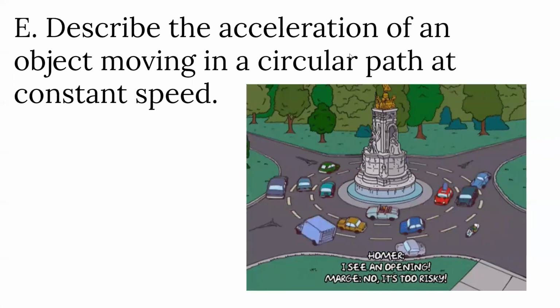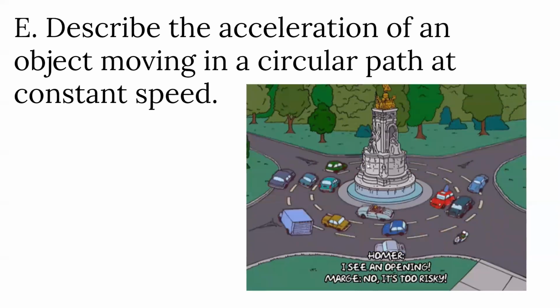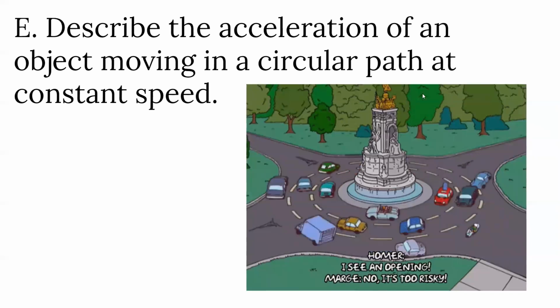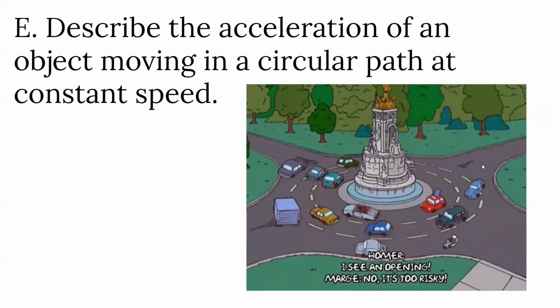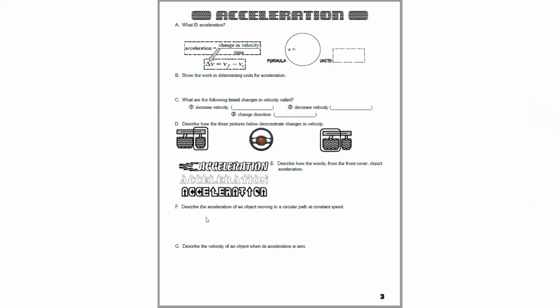It says describe the acceleration of an object moving in a circular path at constant speed. This little GIF right here is hopefully helping you visualize a circular path at constant speed. What do you think is happening with the acceleration? The next one, describe the velocity of an object when its acceleration is 0. So take a second to write some notes about that. I'd like each of these to be at least one complete sentence. And that is all we got.